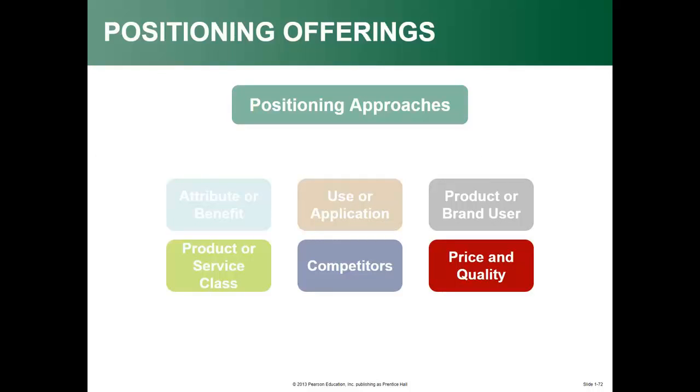Again, if you've had my classes before, I say this a lot, we like as humans to put things in categories, but a lot of these things have what I call blurry lines between them. So attribute or benefit positioning, that's our most common type of positioning.